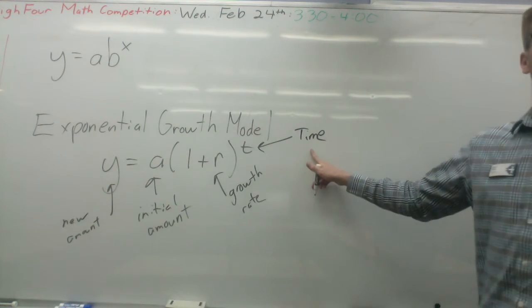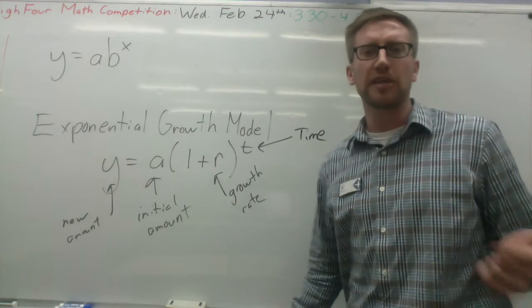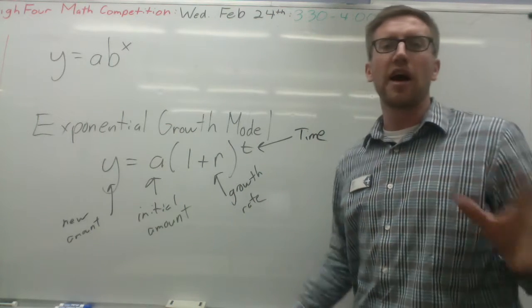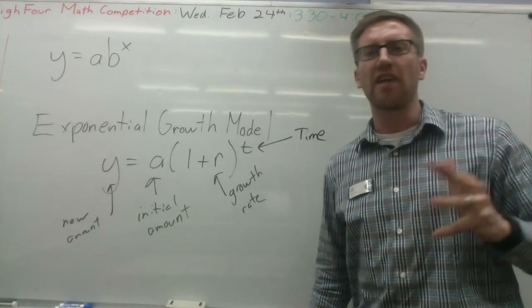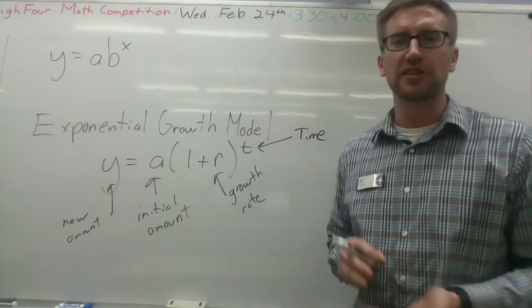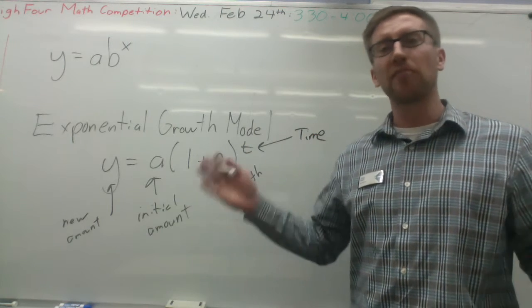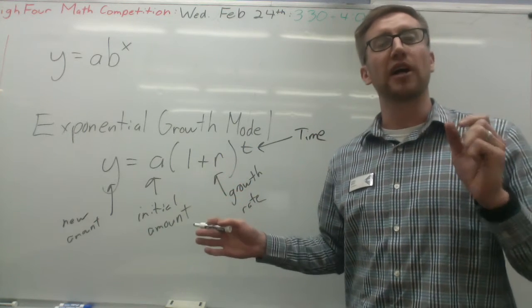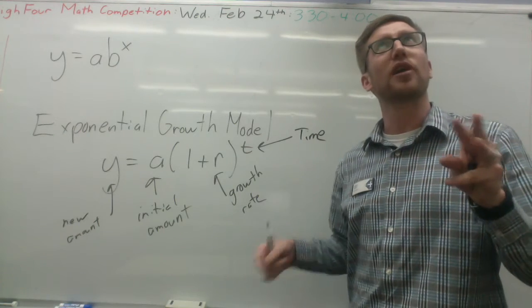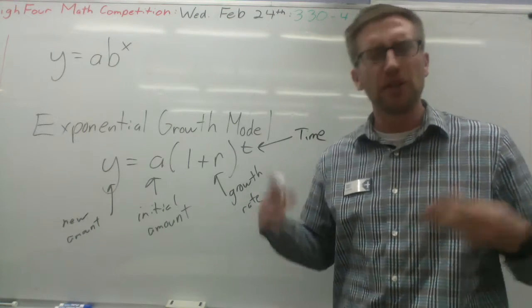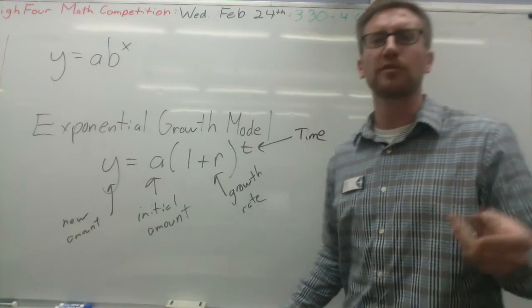Okay, now time is usually in years, but sometimes they'll say, alright, this is our growth model, and it's being applied for every 3 months. And so if they said, after 12 months, how much was there? You say, alright, well, how many 3-month chunks are there in 12? Therefore, 4, so t would be 4. But usually it's yearly. You'll see some of the word problems later.